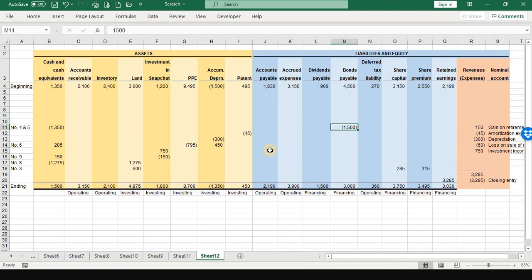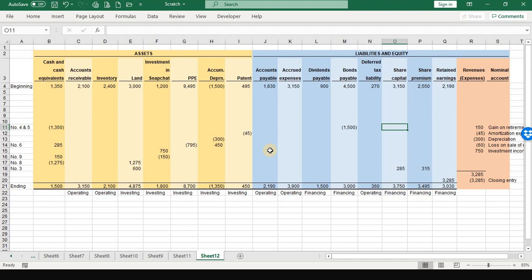Now, after we're done with the bonds payable, let's proceed to share capital. Again, we skip the deferred tax liability because this is classified under the operating activity. Remember that we are performing the analysis only for the investing and financing activities. Now, share capital. For the share capital, there is a beginning balance of 3,150 and an increase of 285, which is a result of the issuance of share capital in number 3 in exchange of land, and an ending balance of 3,750.